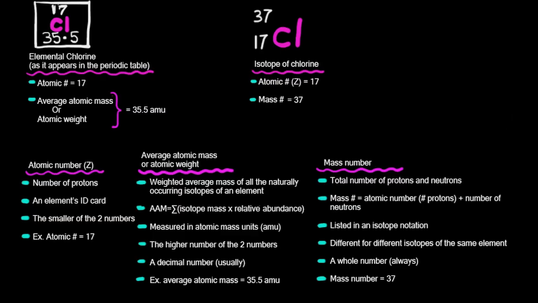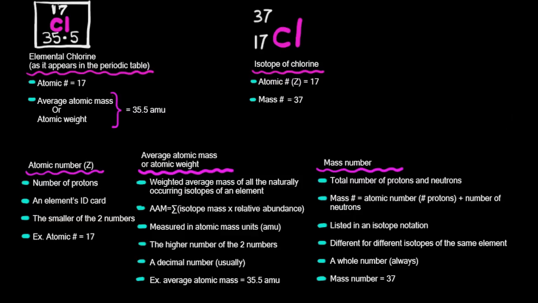On the periodic table, this number is typically the larger of the two numbers shown for each element, and it is usually expressed as a decimal value. For example, the average atomic mass of elemental chlorine, as shown on the periodic table, is about 35.5 AMU. Let's now describe the mass number.